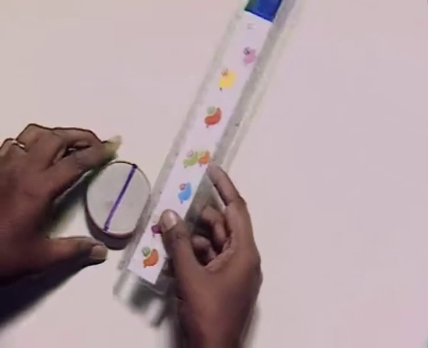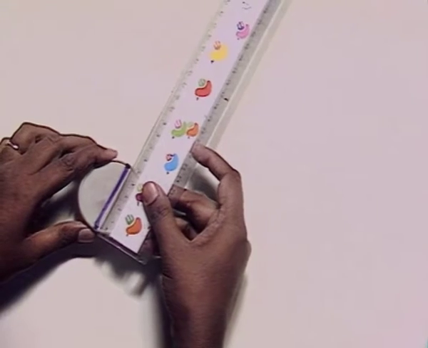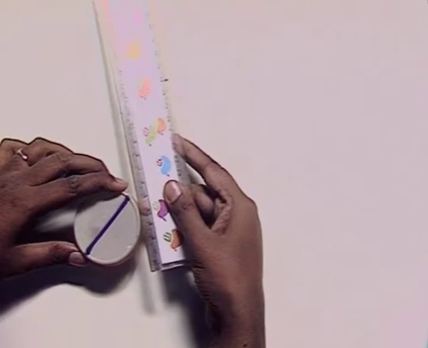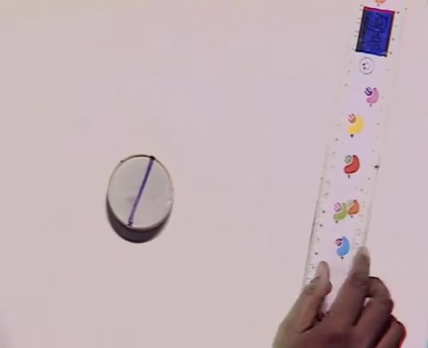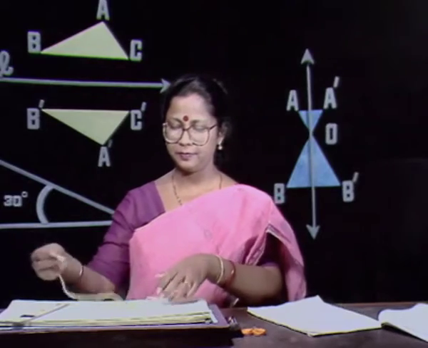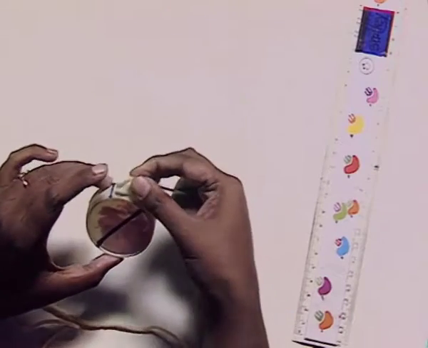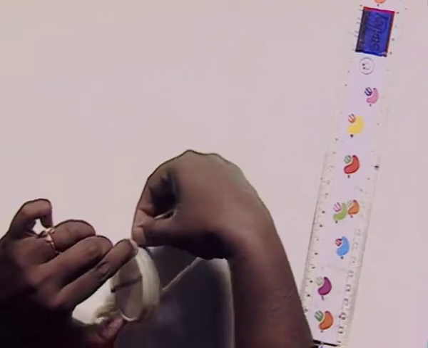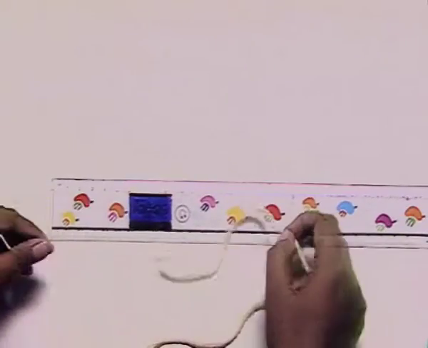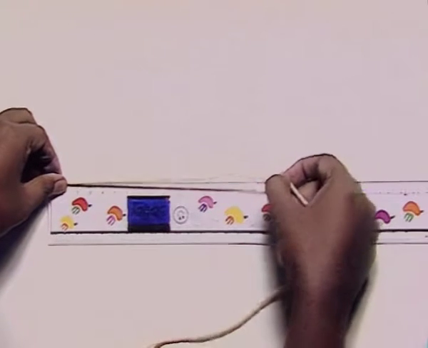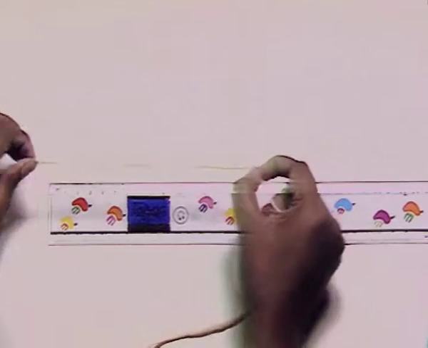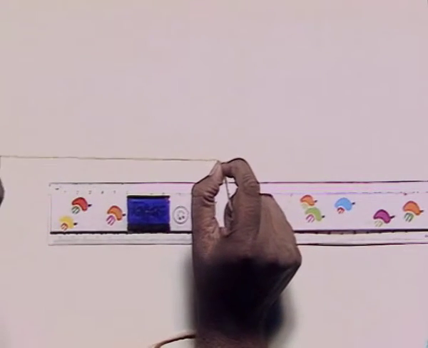We can use the scale to find out the diameter of this circular object, but can we use the scale to find out the perimeter? No, we cannot. So, let us use this thread to find out its perimeter. We wind this thread around the rim of the circular object. Let us measure this thread on the scale. This is coming out approximately 17.5. So, this is the perimeter of the circular object.